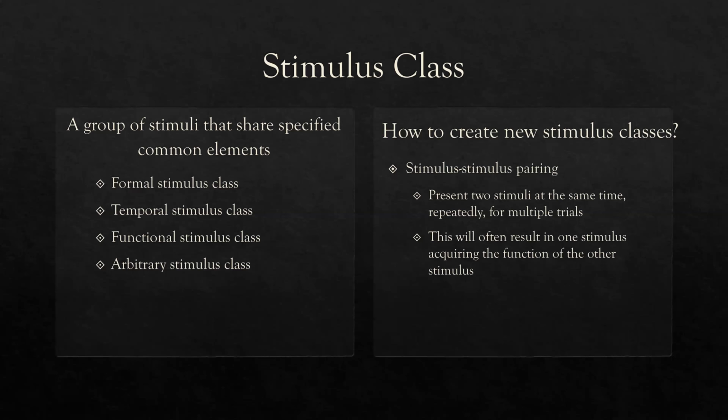For the formal stimulus class, they still need to share characteristics. But if we want to have a stimulus evoke a behavior, which it currently doesn't, we need to do some pairing, right? So we're going to present two stimuli at the same time, repeatedly, over multiple trials, which will hopefully result in one stimulus acquiring the function of the other stimulus.